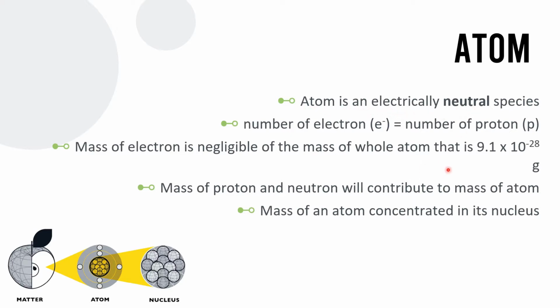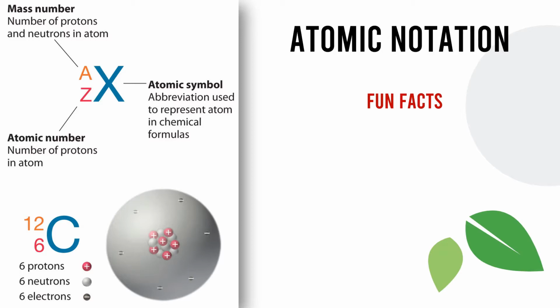You have seen in the previous slides the mass of the electron, proton, and neutron. The mass of the proton and neutron is heavier than the mass of the electron. So the mass of proton and neutron will contribute to the mass of an atom. Mass of an atom is concentrated in its nucleus. So from the atom, now we go to the atomic notation. Atomic notation is the symbol that we use to symbolize information of the atom.